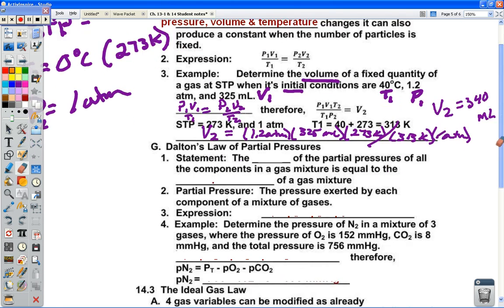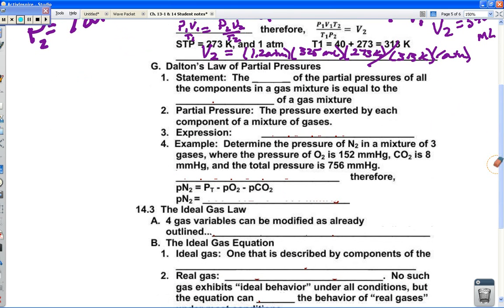Next, we have Dalton's law of partial pressures. We are almost done with all this stuff. Statement.